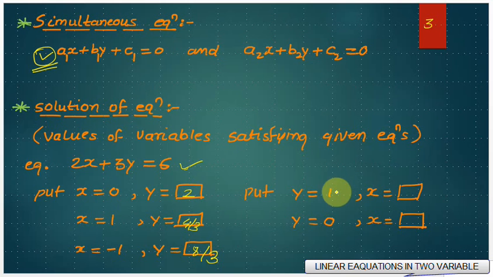Now put y is equal to 1. If we put y is equal to 1, then x is equal to 3 upon 2. If we put y is equal to 0, then x is equal to 6 upon 2, that is 3.